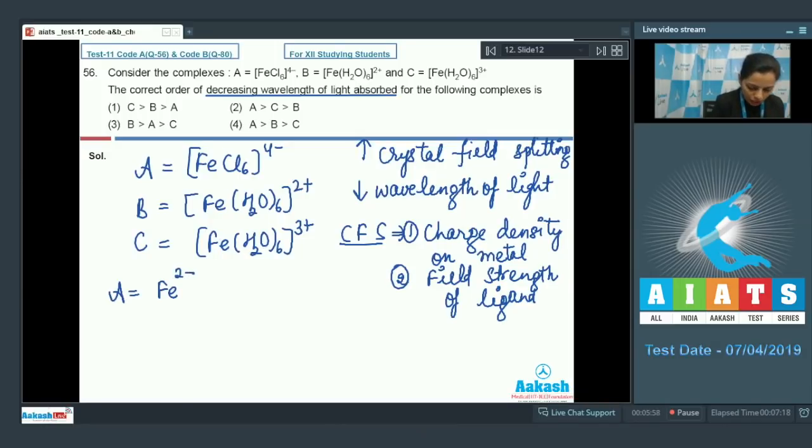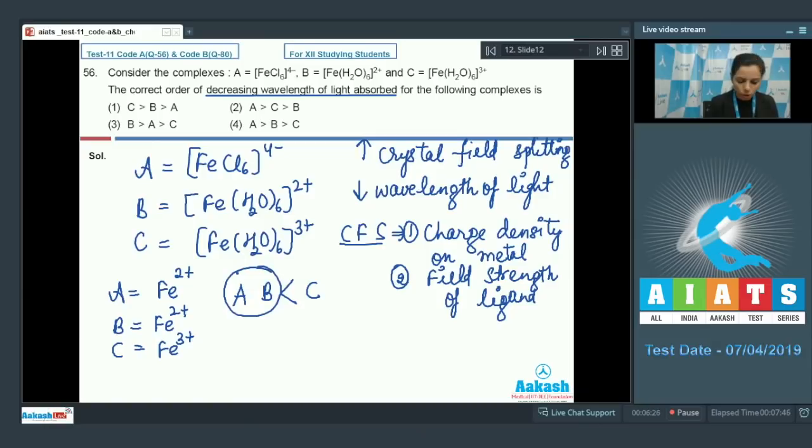In the first complex, A has iron in Fe2 plus state, while B is also in Fe2 plus state, but in complex C, Fe is in Fe3 plus state. So on the basis of the charge density, A and B would have less crystal field splitting as compared to C. Now, what about A and B? In that case we have to consider the ligand field strength.